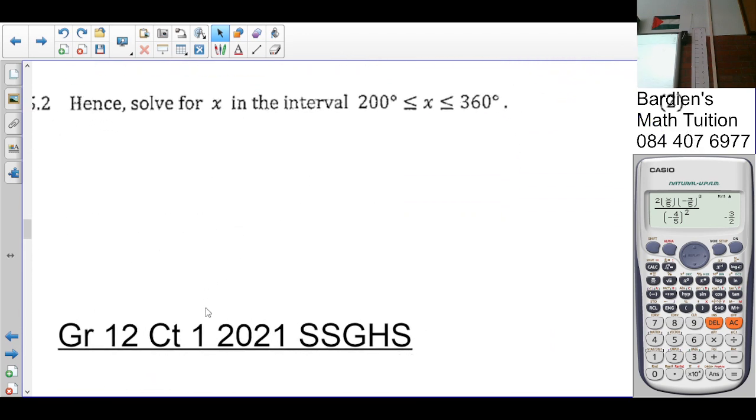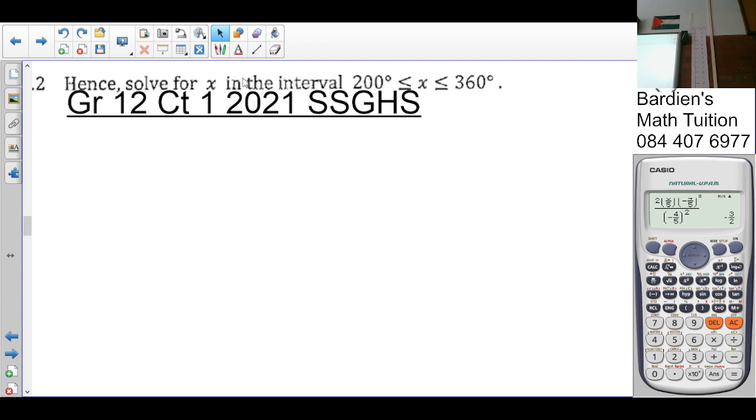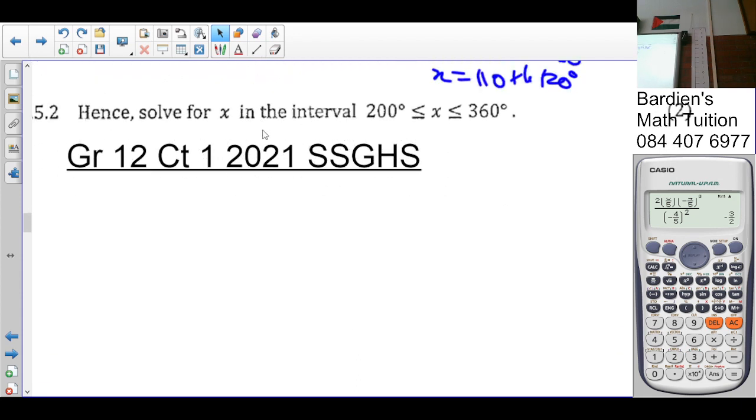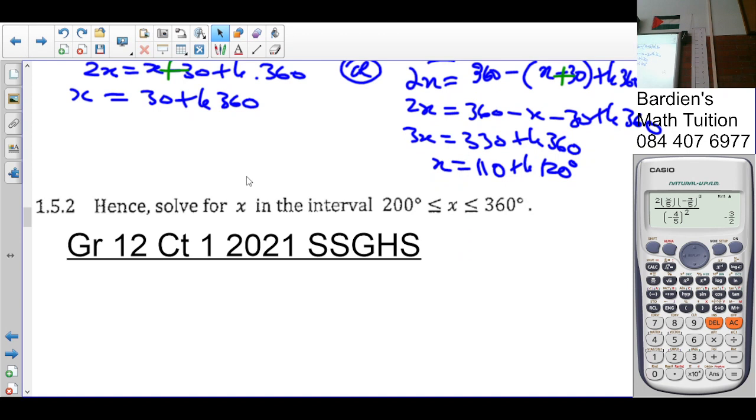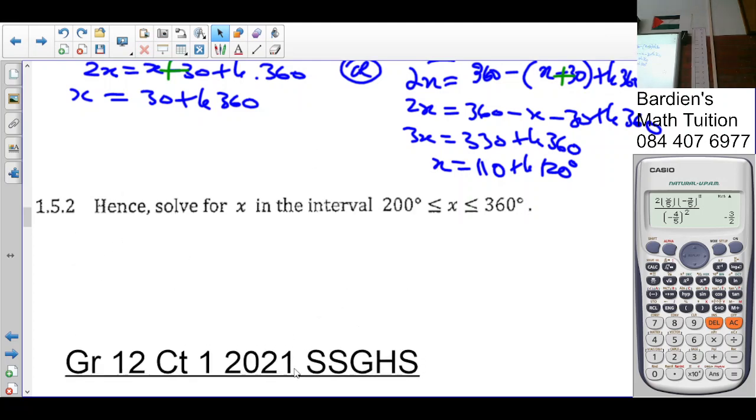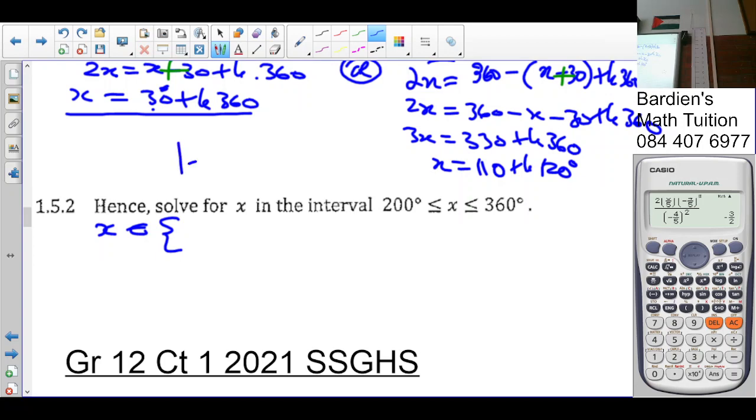People, it says "hence", so I need the previous calculation. We are told in 1.5.2, hence means from the solution of your previous question. Solve for x in the interval where x is greater than or equal to 200 but less than or equal to 360. People, where do we start? We start with k is 0, not so? If k is 0, then x will be 30 degrees. What did I forget to write here? k is an element of the integers.